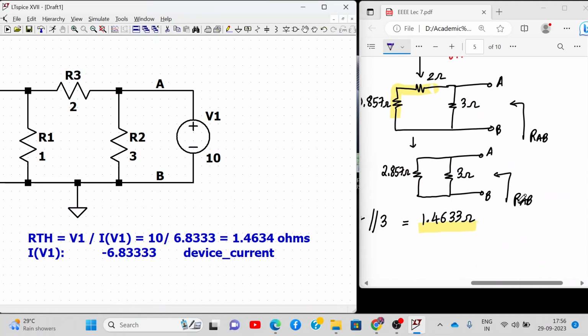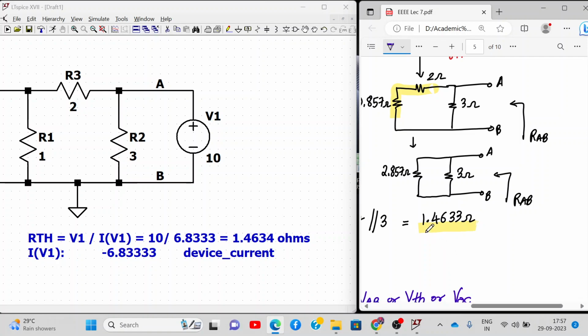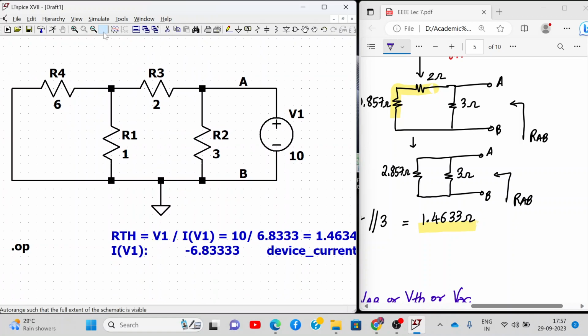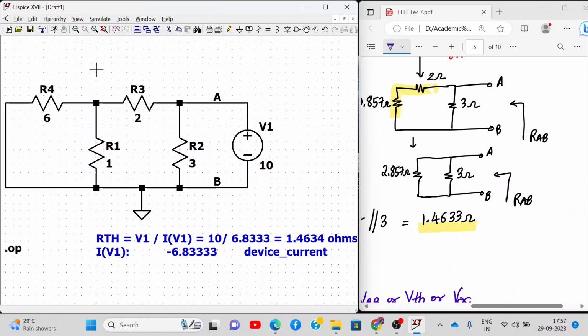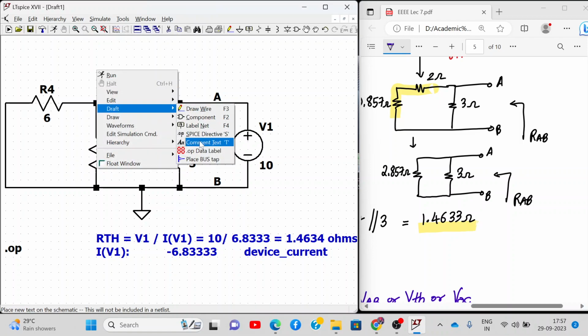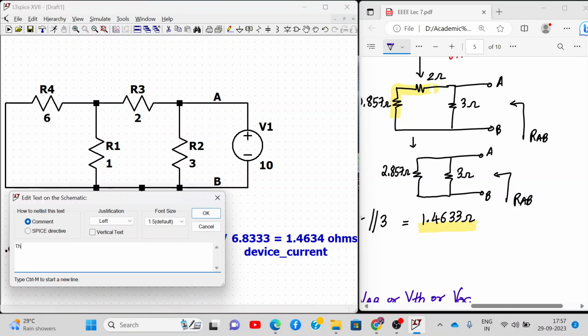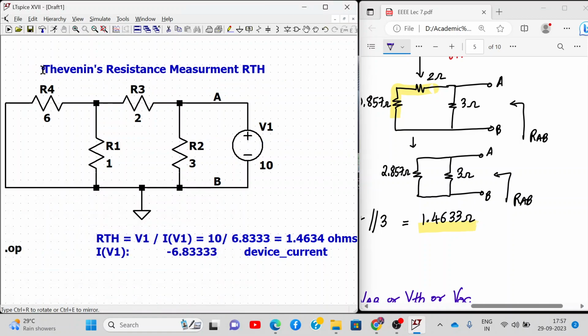Okay. Let us check what we got while solving. We got 1.4633, and by simulation, we are getting 1.4634. So that is quite close. This is how we will measure the equivalent Thevenin's resistance. Let me add it over here: Thevenin's resistance measurement. That is RTH. That is how we will measure Thevenin's resistance, RTH.